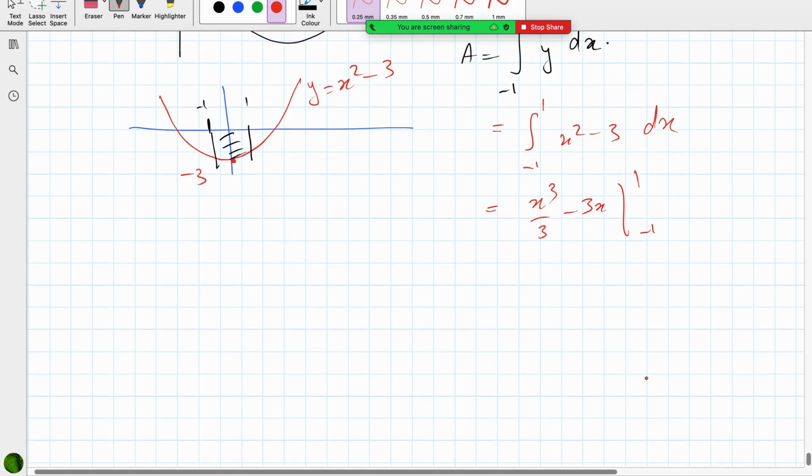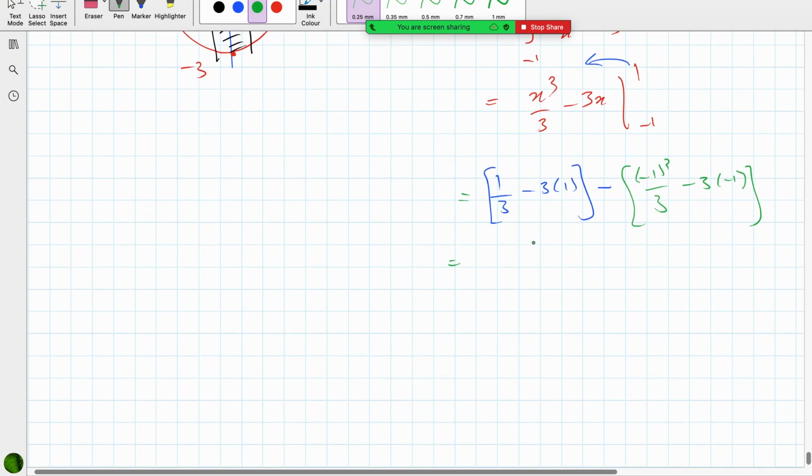Next step, upper limit minus lower limit. First we substitute 1: 1 over 3 minus 3 into 1. This is upper limit minus lower limit. Minus, 1 over 3, this is cube, minus 3 into -1. Now we simplify this. So we get 1 over 3 minus 3, minus, this is -1 by 3 plus 3.